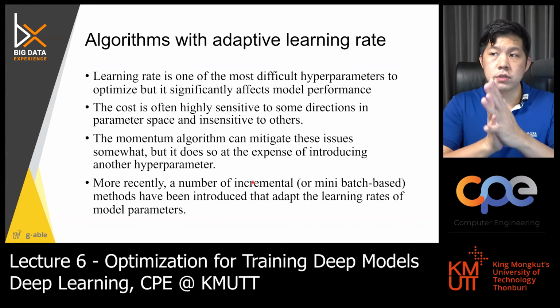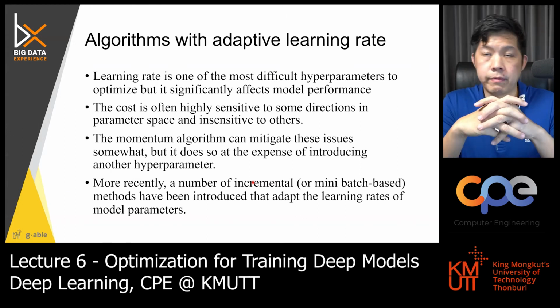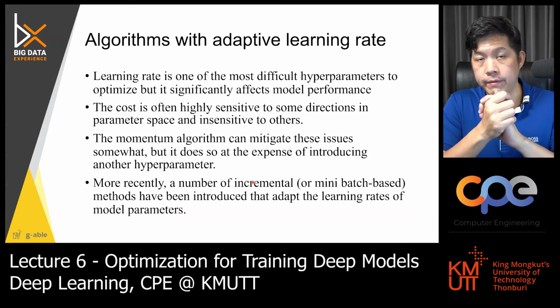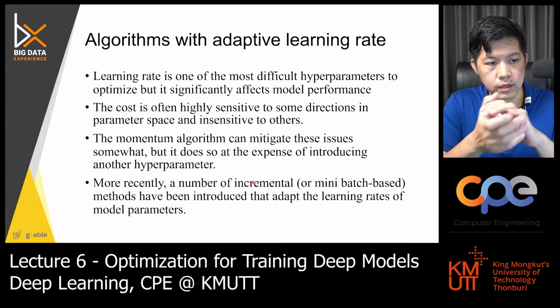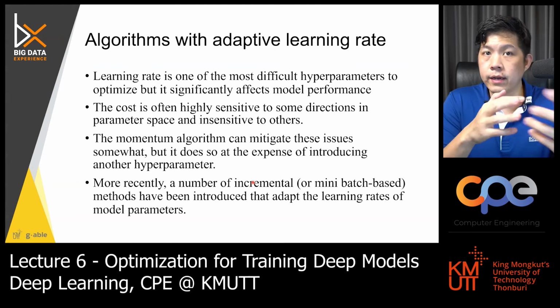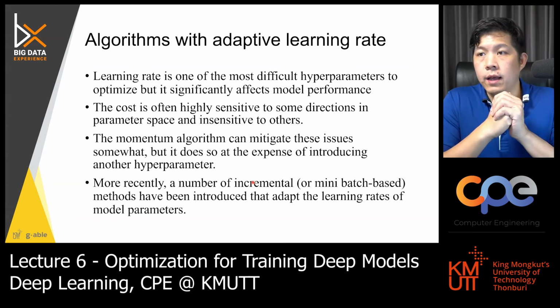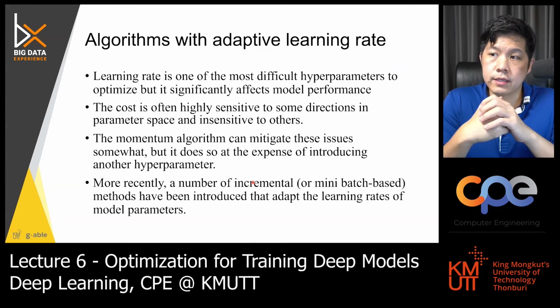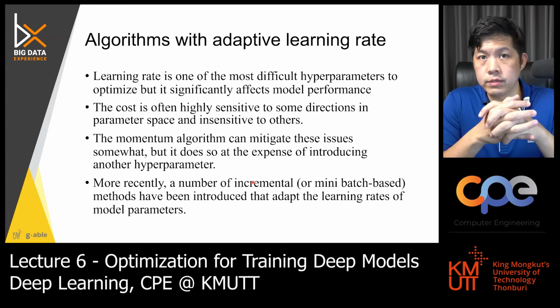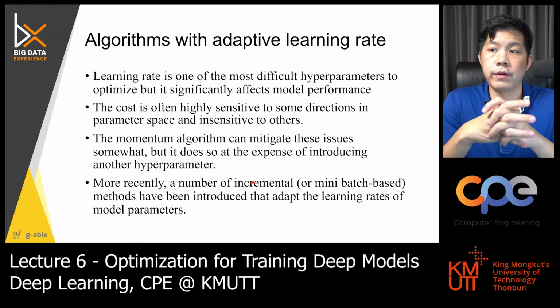This is one of the most difficult hyperparameters to properly optimize, because it affects the overfitting, it affects the underfitting conditions, and it is quite sensitive. I would say the result is quite sensitive to the learning rate that you choose.